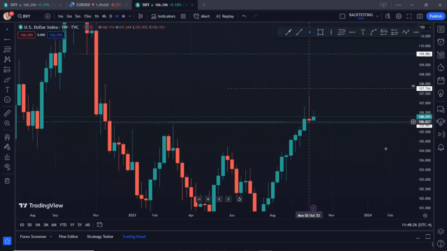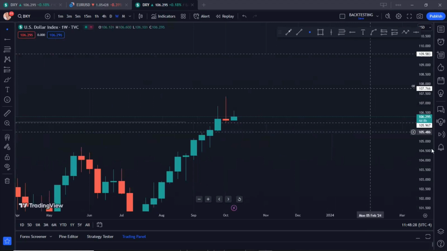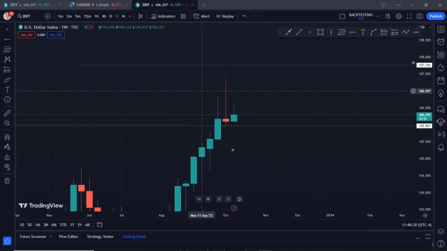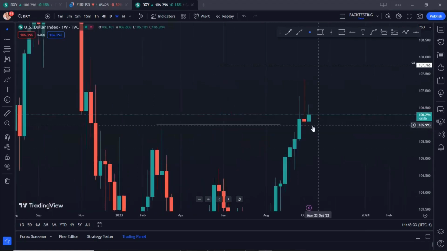You can see a contraction candle. Last week closed as a contraction candle. After a contraction candle, what do you see? Expansion in line with the order flow. So order flow is still bullish, so maybe price should be going down.